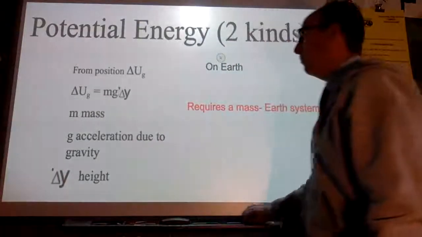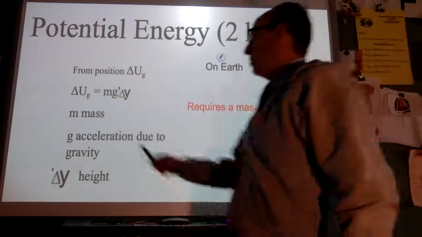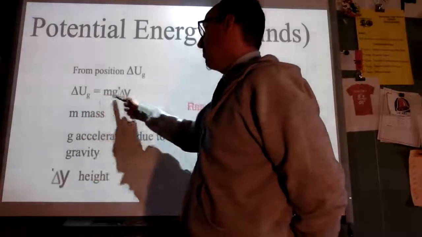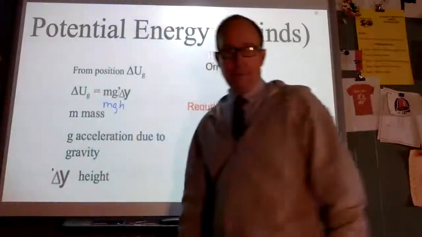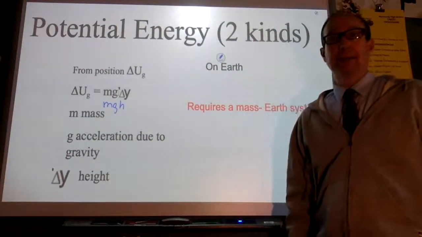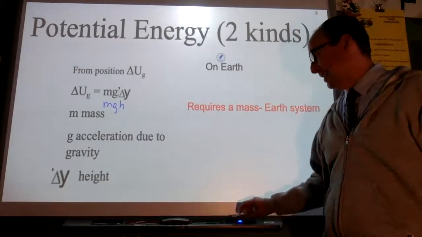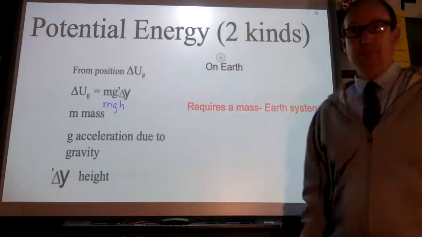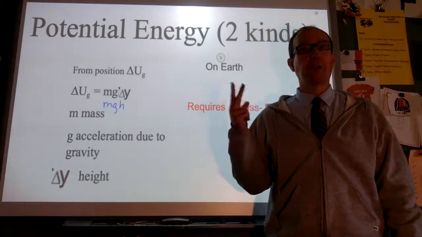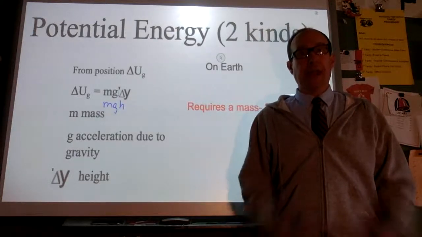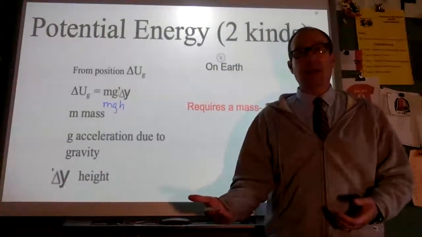So depending on what your equation sheet is, you'll either have delta UG equals mgy or mgh. It varies between the two AP classes. This is going to require a mass-Earth system. So Lotsie by itself doesn't have any potential energy, it requires those two masses. So if they ask you for how much potential energy just Lotsie has, it has none.